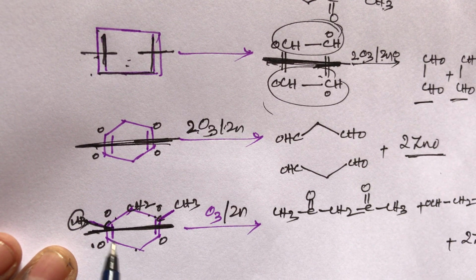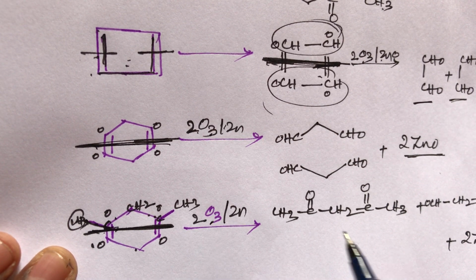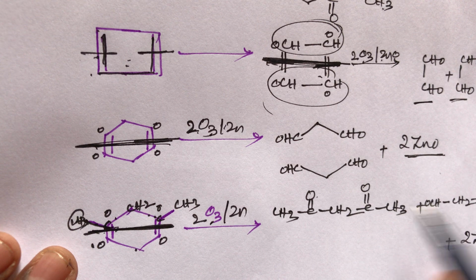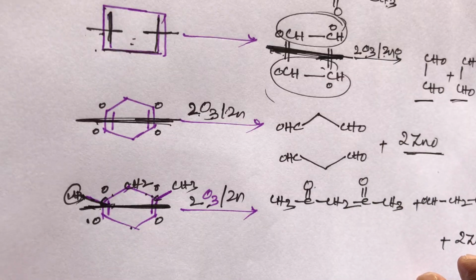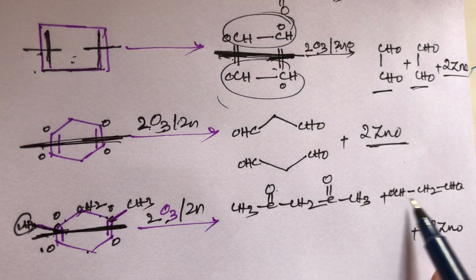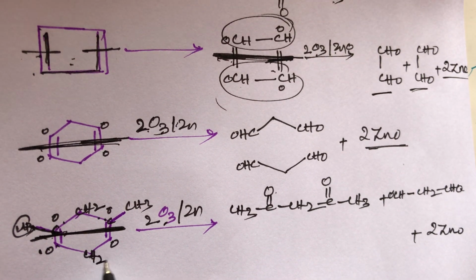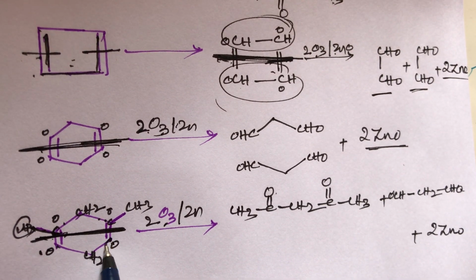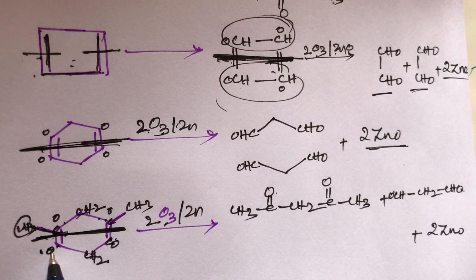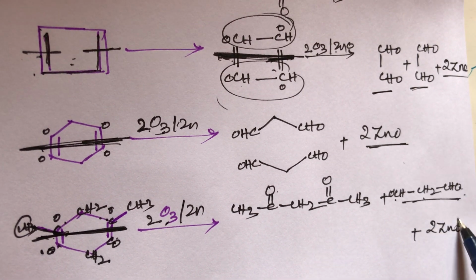So here 2 double bonds are there. We should take 2 moles of ozone. 2, 3 is 6 oxygens. So 1, 2, 3, 4 like this. CHO, then CH2 downwards. This carbon has a CH2 group. This is CH2, CHO, CHO. This carbon has hydrogen. This carbon also has hydrogen. So that's why CHO bond CH2 bond CHO. Then 2 moles of zinc oxide.